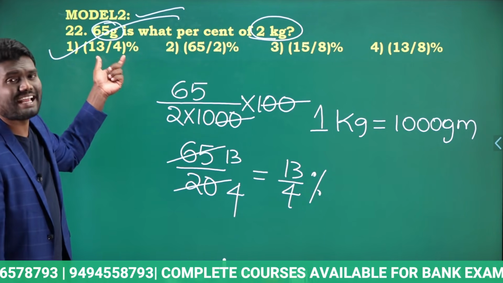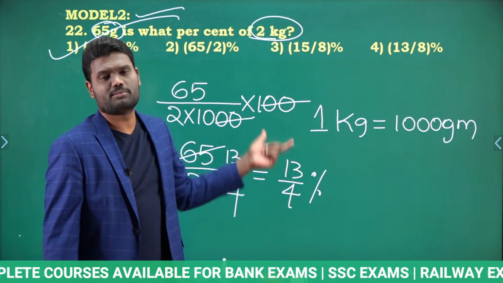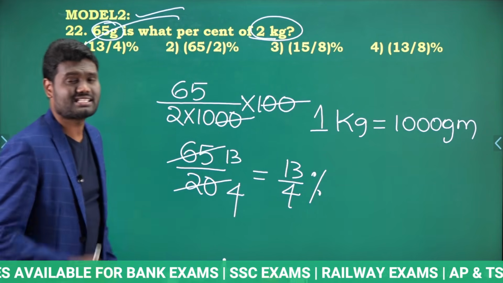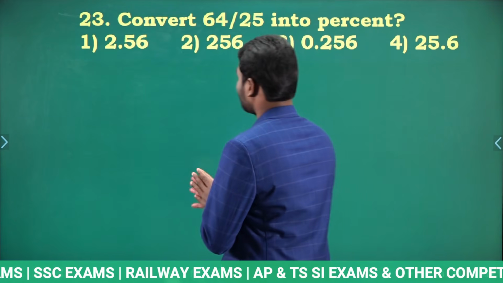So 65 grams is what percent of 2 kg? When you convert this in terms of grams, we'll come to know that the answer is 13 by 4%. Okay. Let us look at the next one.